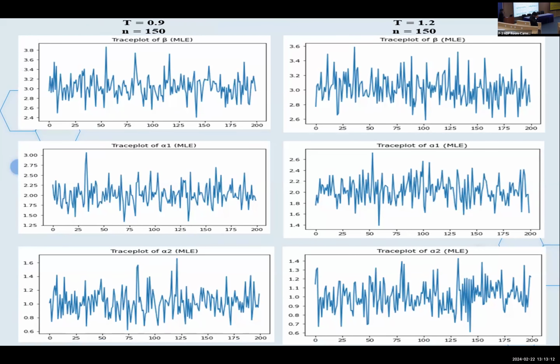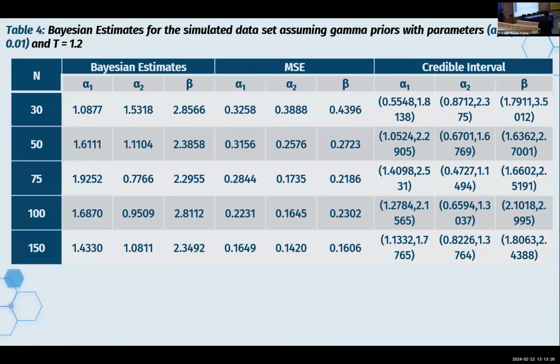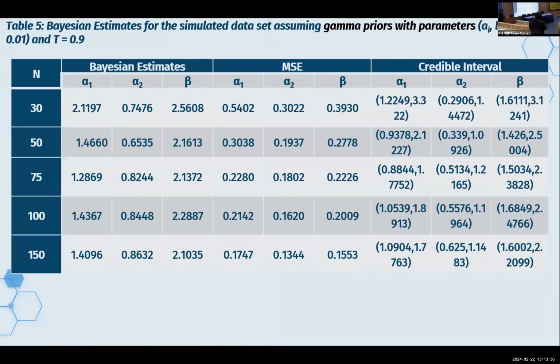We can also see the trace plots, which reveal a promising convergence pattern indicating that our maximum likelihood estimation process is stabilizing around the assumed values. We see here the Bayesian estimates for the simulated data set where we've assumed gamma priors. In general, it is observed that as sample size increases, the efficiency of both the maximum likelihood estimates and the Bayesian estimates increases, owing to a substantial decrease in the standard errors and the MSEs.